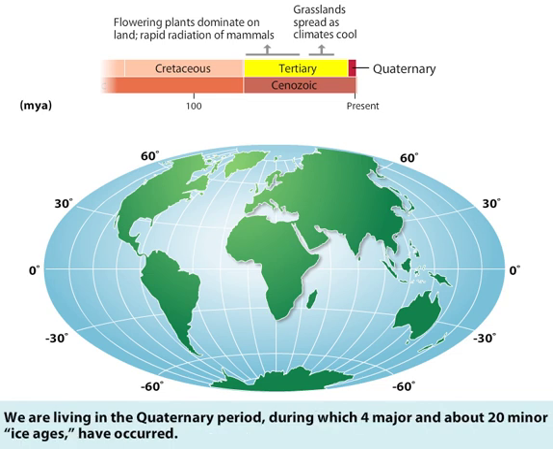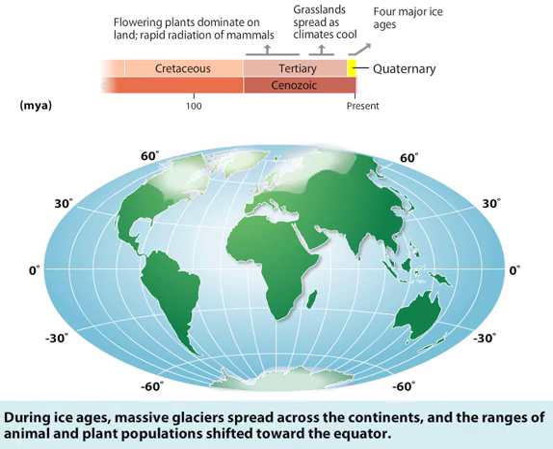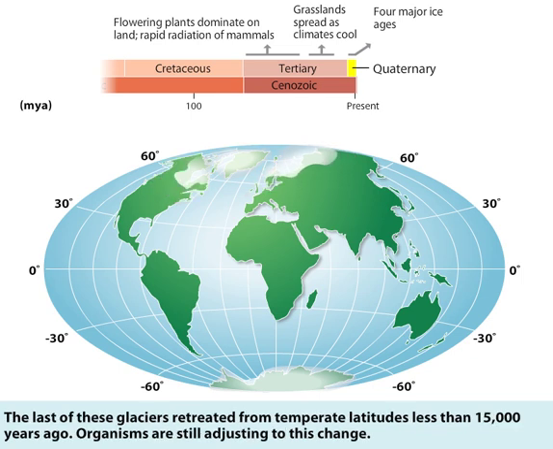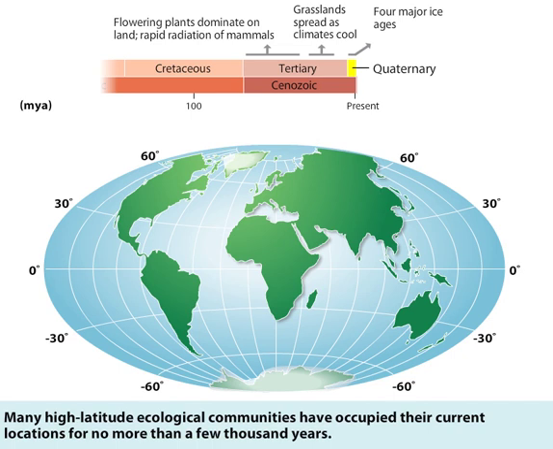We are living in the Quaternary period, during which 4 major and about 20 minor ice ages have occurred. During ice ages, massive glaciers spread across the continents, and the ranges of animal and plant populations shifted toward the equator. The last of these glaciers retreated from temperate latitudes less than 15,000 years ago. Organisms are still adjusting to this change. Many high-latitude ecological communities have occupied their current locations for no more than a few thousand years.